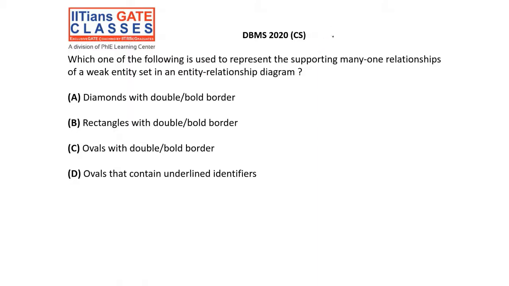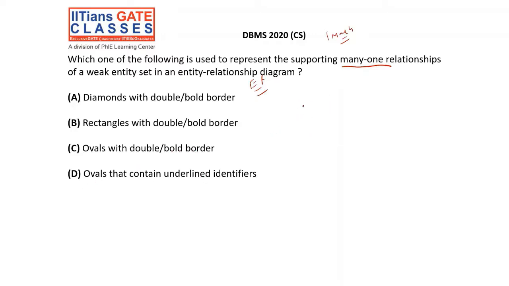Okay, let's start the second question. This is also a one-mark question. Which one of the following is used to represent the supporting many-to-one relationship of a weak entity set in the entity relationship diagram, ER diagram? So they're asking which of the following is used to represent the supporting many-to-one relationship of the weak entity. The options: the diamond with double border, rectangle with double border, oval with double and bold border, and oval that contains underlined identifier.